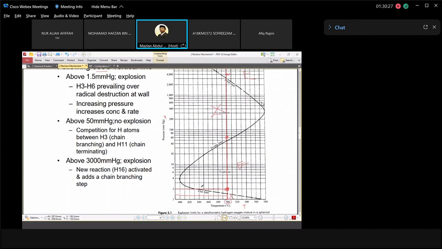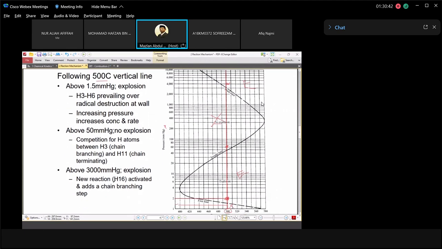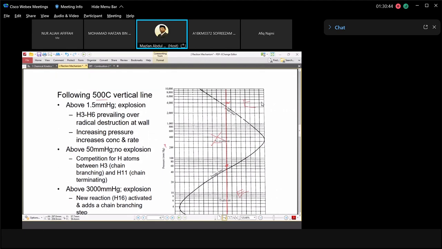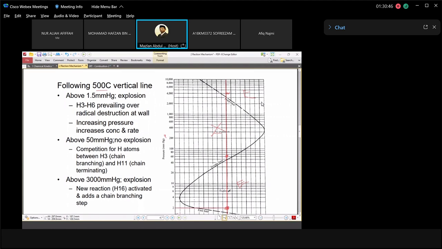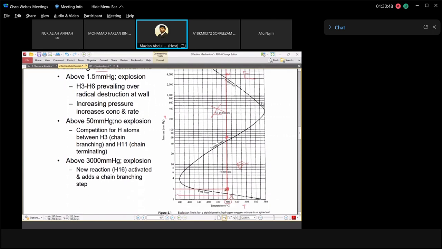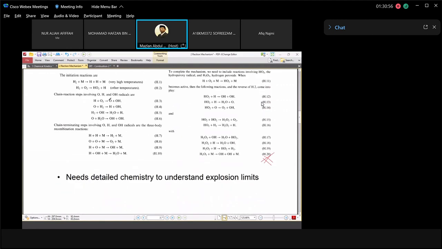But if you deal with another fuel, maybe propane or whatever, the air will not get the same temperature. Hydrogen will get a lower temperature. Yes, you get a different temperature, so we have to be careful about that. Here it says above 1.5 millimeter mercury, above this point, this is explosion.